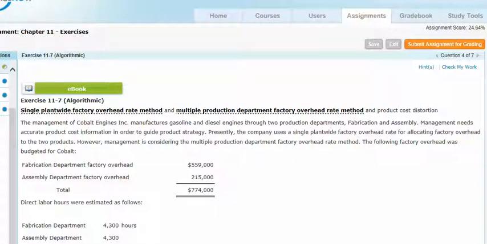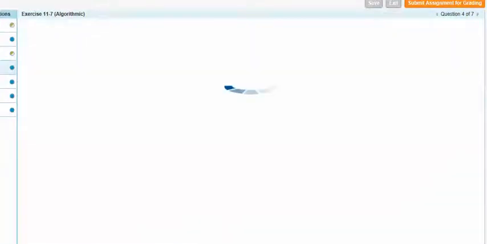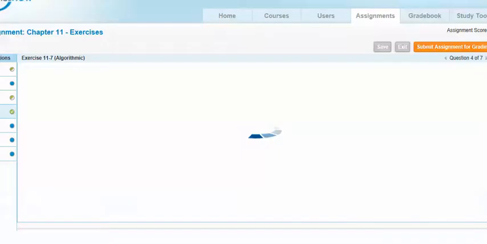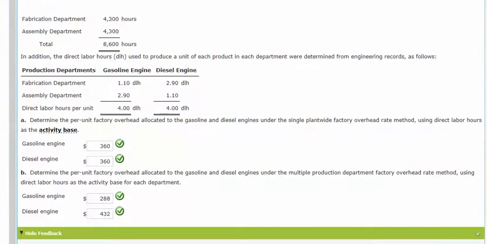Check my work. We can see that we have it correct. The key point is that if we're looking for accuracy, a single plant-wide rate is not as accurate because it's doing an even allocation under a single plant-wide rate to each. However, if we use multiple production departments, we find that they are different. And this is part of the product cost distortion theory. So I hope this helps.